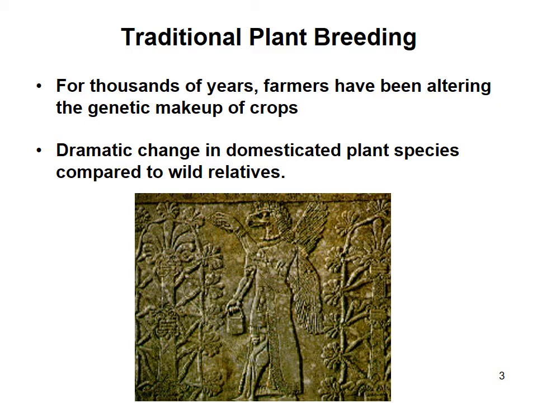Let's start by considering traditional plant breeding. So for thousands of years, human selection for features such as faster growth, larger seeds and sweeter fruits has dramatically changed domesticated plant species compared to their wild relatives. Remarkably, many of our modern crops were developed by people who lacked an understanding of the scientific basis of plant breeding. Here we have a carving from 870 BC showing the artificial pollination of date palms.